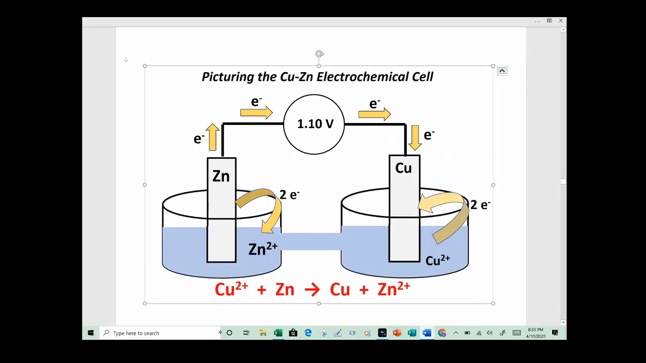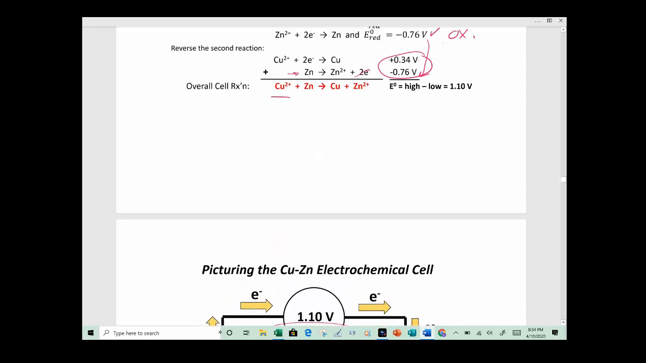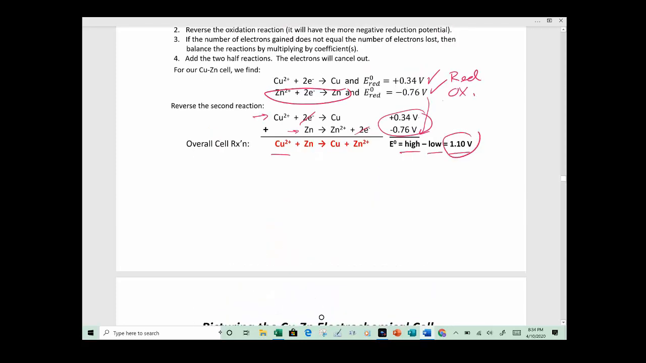Here's our complete copper zinc electrochemical cell. On the left, the zinc is oxidized. On the right, the copper is reduced. Electrons flow in this direction, and the salt bridge allows ions to flow between the two cells, completing the circuit. And this is our overall cell reaction. Zinc is oxidized, the copper is reduced. By the way, our cell potential values do not depend on the number of electrons in the chemical equations.